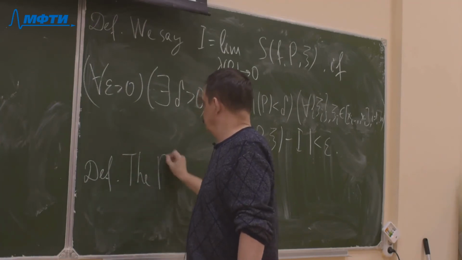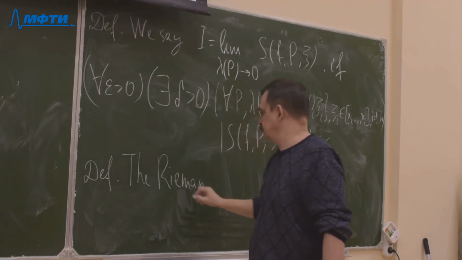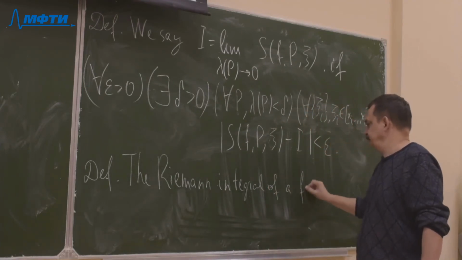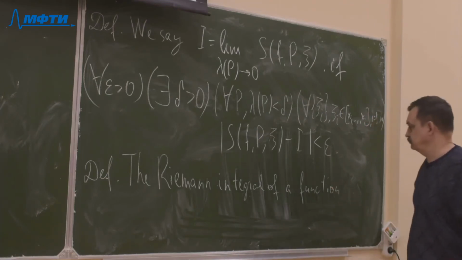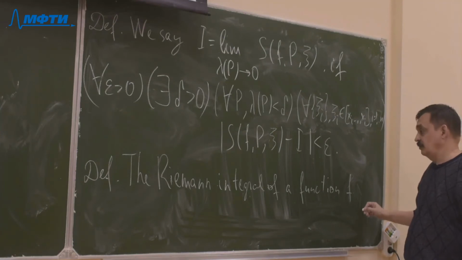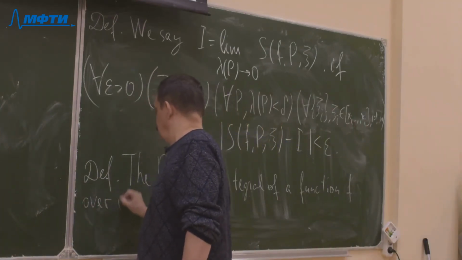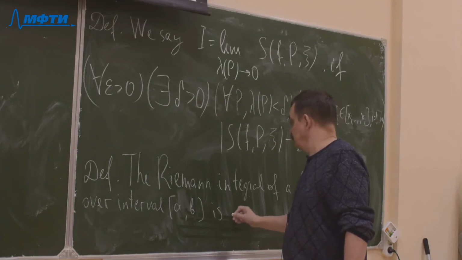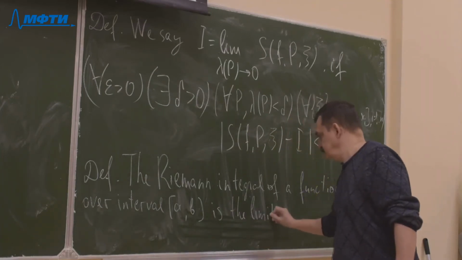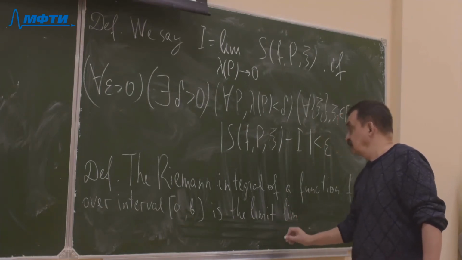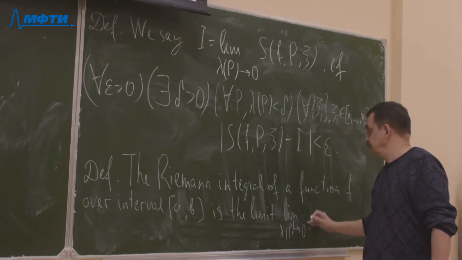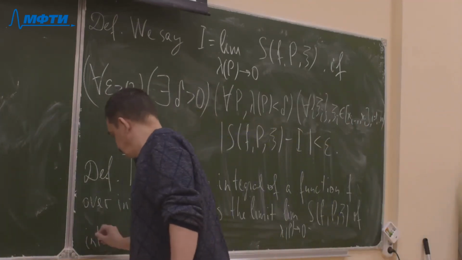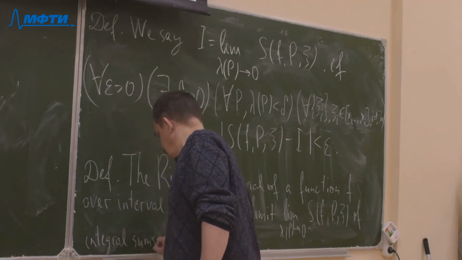The Riemann integral of a function f over interval AB is the limit of integral sums, if it exists.